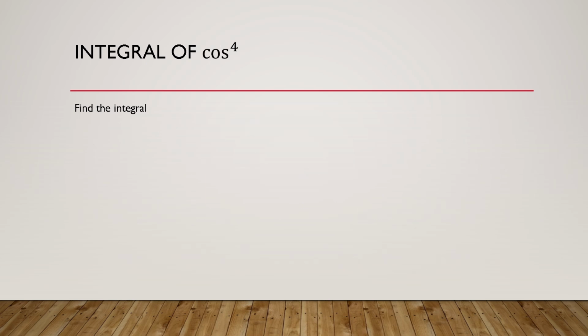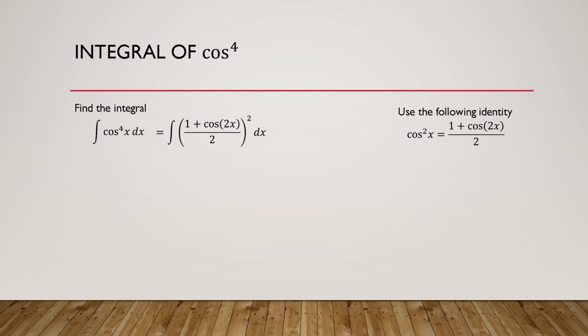Let us next take the integral of cosine to the 4th x dx. We can use a similar strategy as we did for sine to the 4th. Here we'll need the same identity from the cosine squared problem: cosine squared x equals 1 plus cosine 2x over 2. Now when we substitute, we get the integral of the quantity 1 plus cosine 2x over 2, squared, dx.